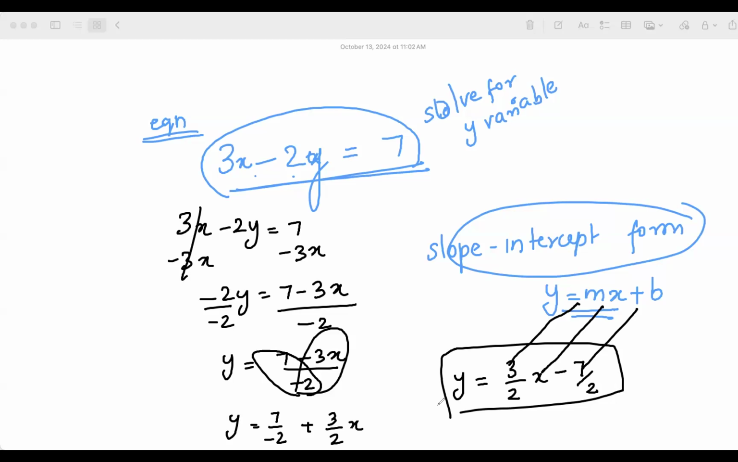Does it make sense, Yojit? 3 by 2x minus 3.5, I don't want to see. Whereas, I am okay with seeing 1.5x minus 3.5 or 3 by 2x minus 7 by 2. Okay. Can we move on?